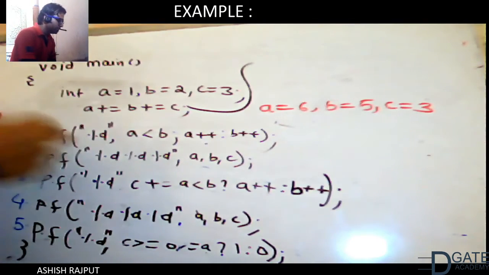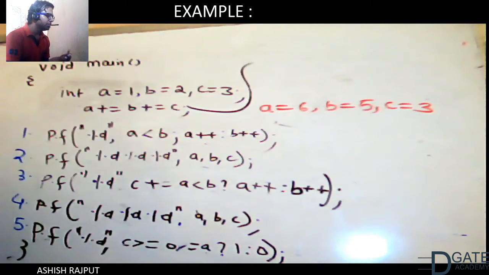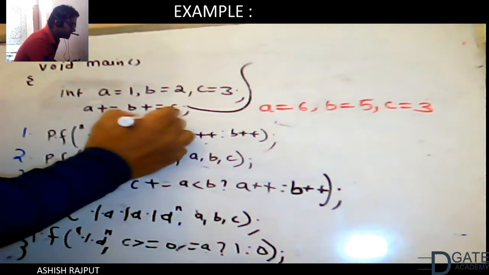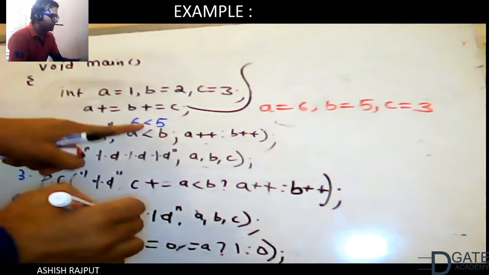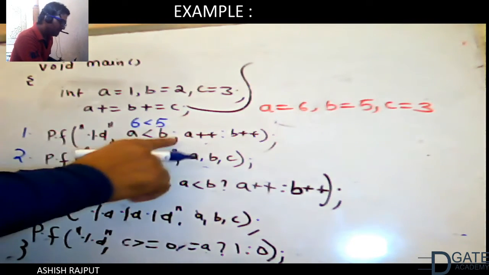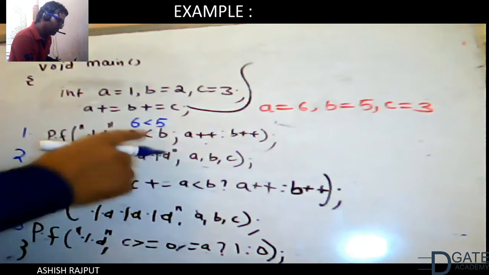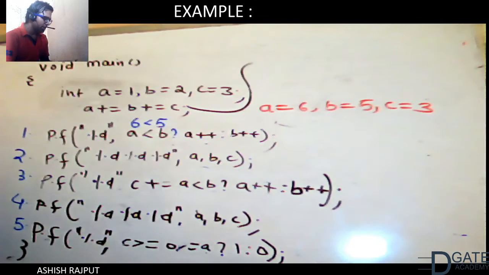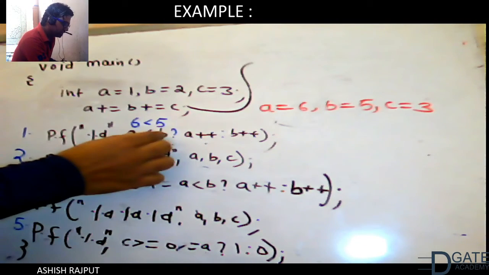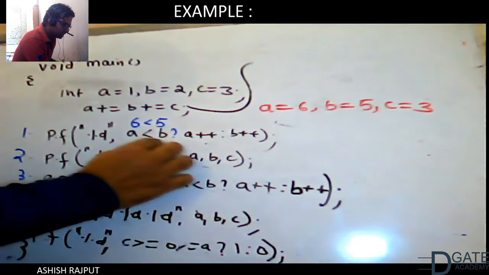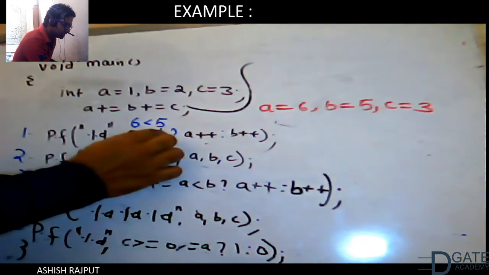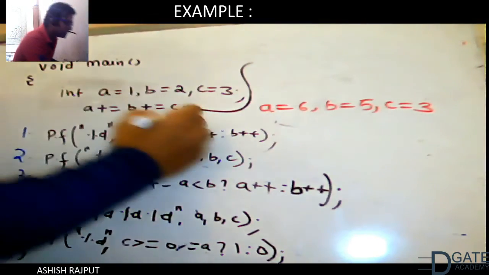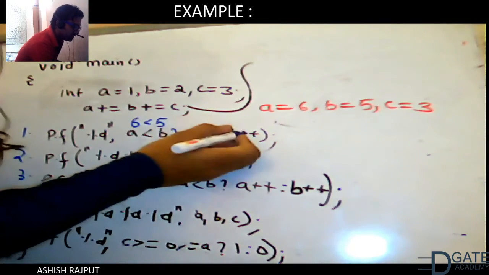So I will take the first printf statement. In the first printf statement it says a less than b. What is a? 6. 6 less than 5. And we know that this is the ternary operator. In the ternary operator, this is the condition. If the condition is true, it goes to the first expression. If the condition is false, it goes to the second expression. So this condition will be false.